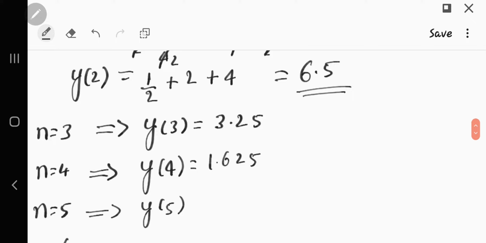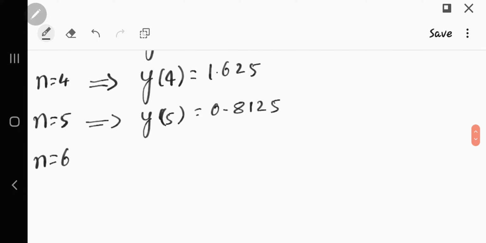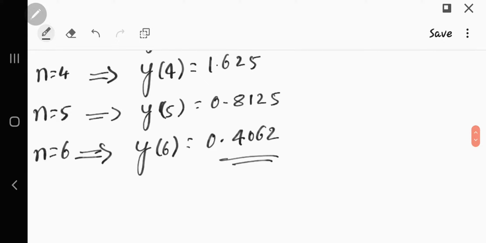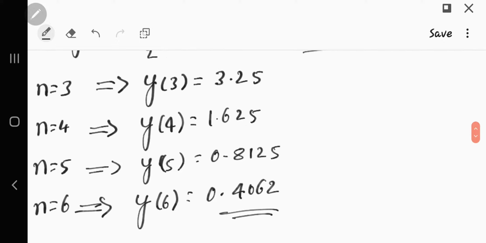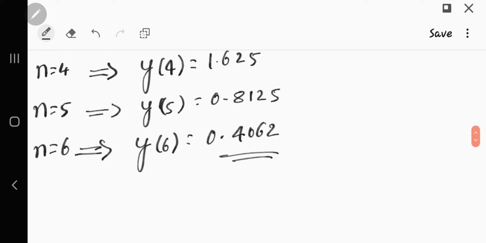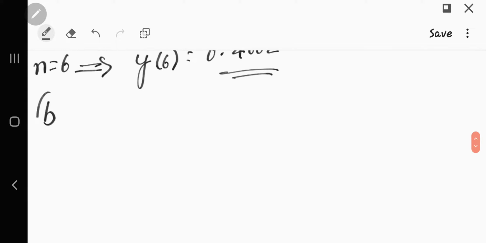and y of 5 should be 0.8125 and for y of 6 you should get 0.4062. So hope you will go through the remaining values and verify whether you're getting the same or not. Okay, let's go to the next stage, that is the B bit.